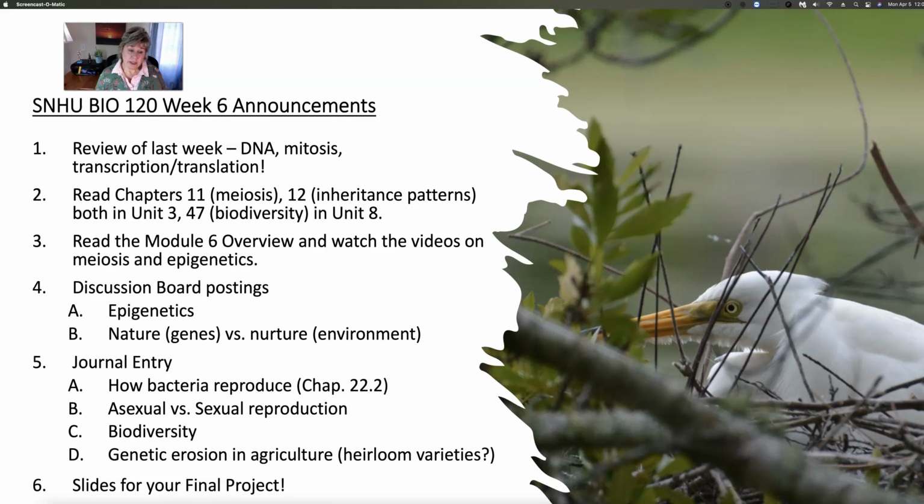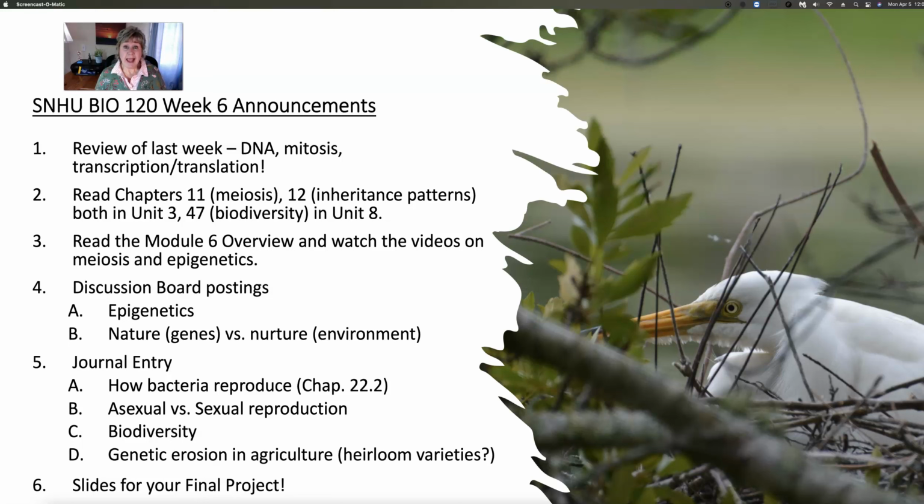Your journal entry, because that's what you have to do this week along with the discussion board posts, is about how bacteria reproduce. They reproduce by binary fission, which you're going to explain to me. Binary fission means two; binary fission split. They just split in two. That's really simple, a simple type of asexual reproduction.